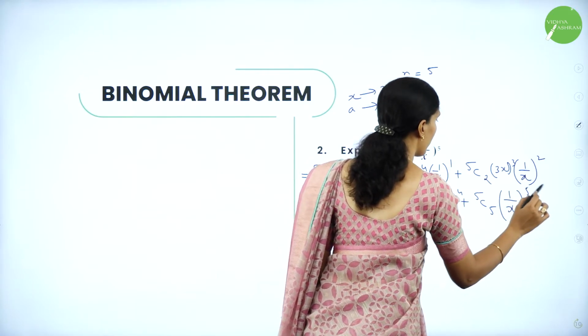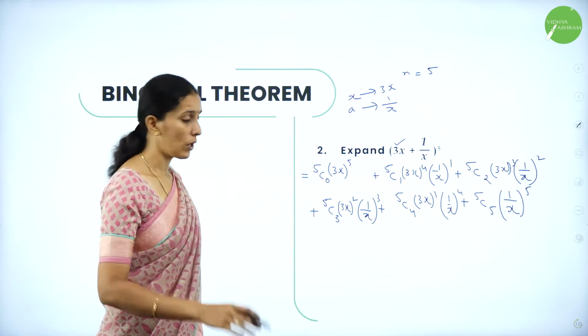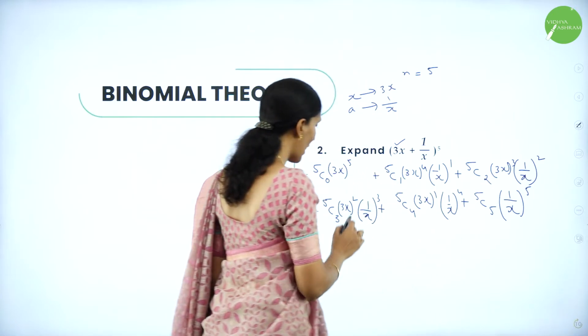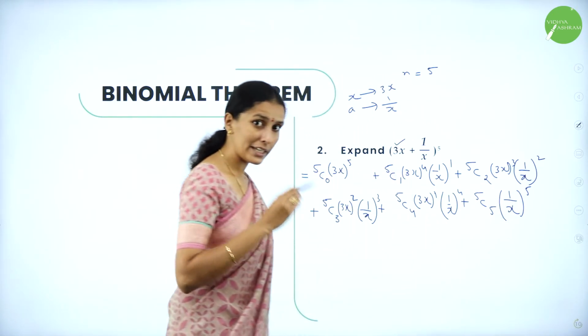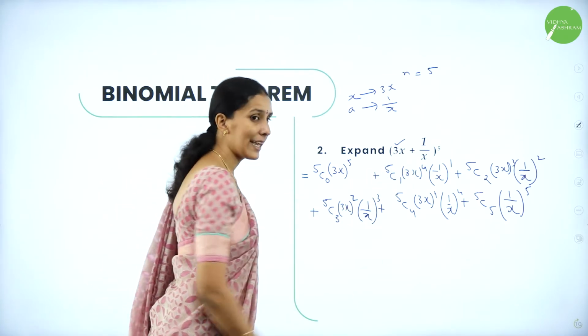Also remember that when you add the powers in each term, that should be equal to 5. Look here, it is 5, 4 plus 1 is 5, 3 plus 2 is 5, 2 plus 3 is 5, 1 plus 4 is 5, and 5. In each term, the sum of the powers of x and a must be equal to the index.